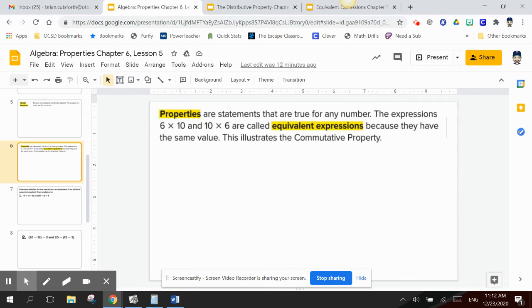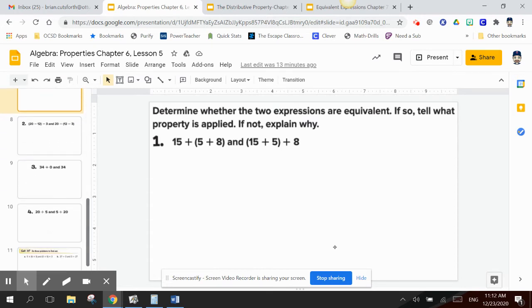Properties are statements that are true for any number. The expressions 6 times 10 and 10 times 6 are called equivalent expressions because they have the same value. This illustrates the commutative property. So here we're going to determine whether the two expressions are equivalent. If so, tell what property is applied.